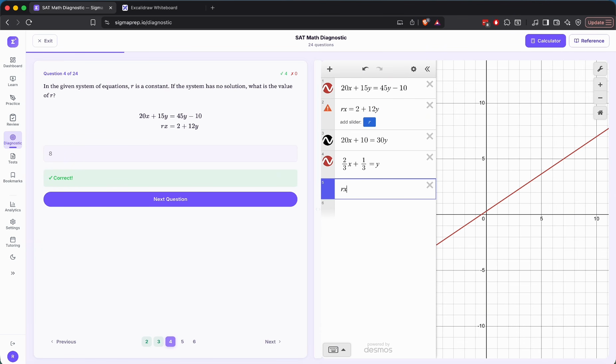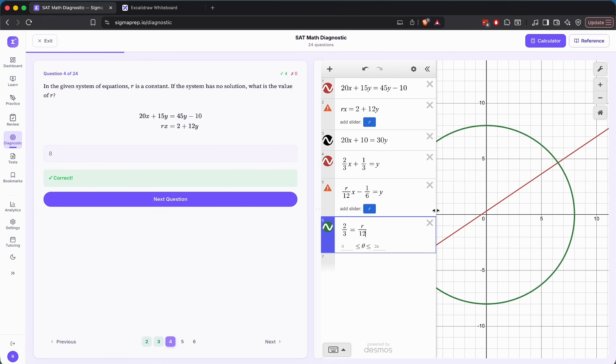This other equation, also pretty easy. Subtract the 2, so it'd be rx minus 2 equals 12y. And then divide by 12. So we're going to get r over 12 x minus 2 over 12. I can write that as 1/6. That part actually doesn't even matter. But this is it. You see now I have this slope and it has to equal this slope. So basically I just got to solve this: 2/3 has to equal r over 12.